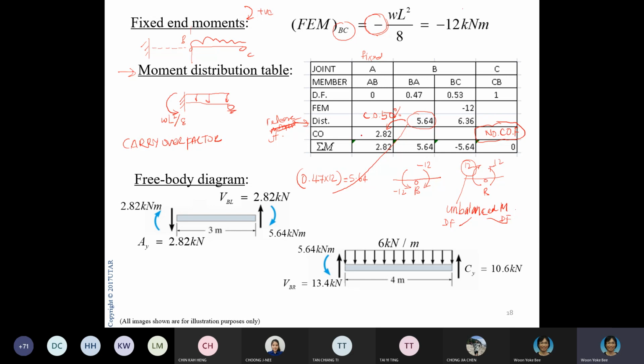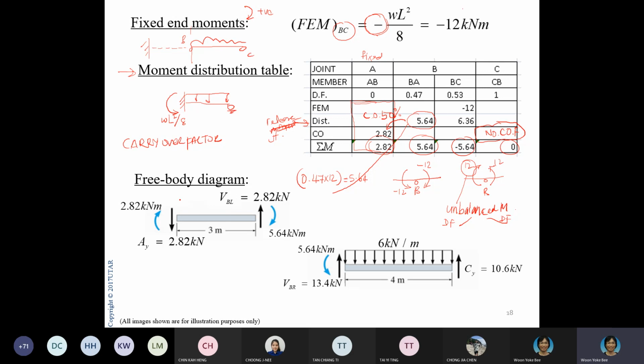So with that, now you look at all your joints. You have 2.82, nothing, nothing, nothing. The next step by right, you should release your joints again to see any unbalanced moment. But because there are no more unbalanced moments, you can now add up like that. This is how you add up. You add up from the FEM line, just add up all the moments. Okay? So with that, you have all the internal moments here, here, here, and here.